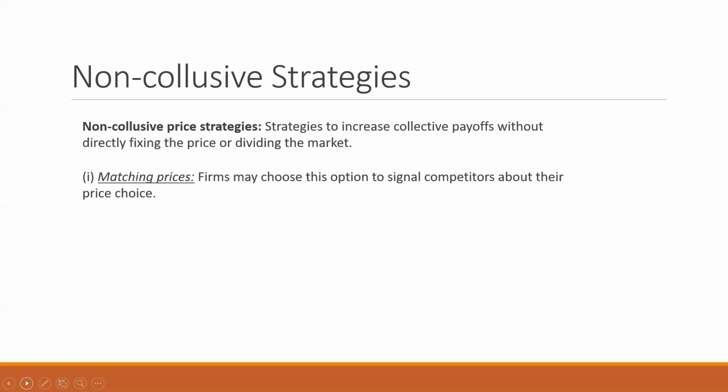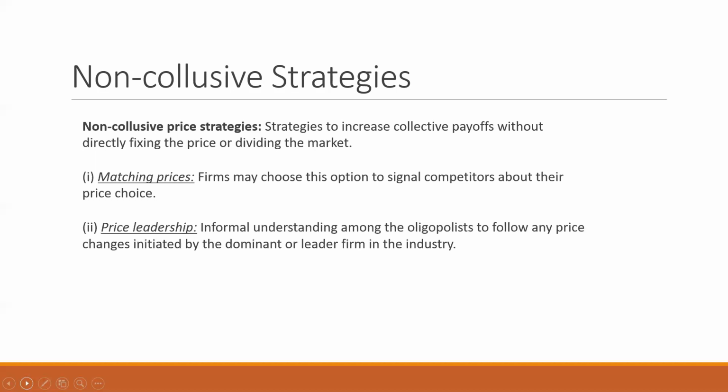The first possibility is matching prices. Firms don't communicate, but they will have an informal understanding. So if one firm changes the price or increases the price, the other firm kind of follows that. The other firm will say, I will match the price if one firm reduces the price. This actually helps them informally reach an agreement.